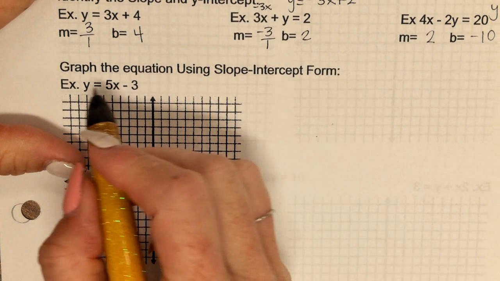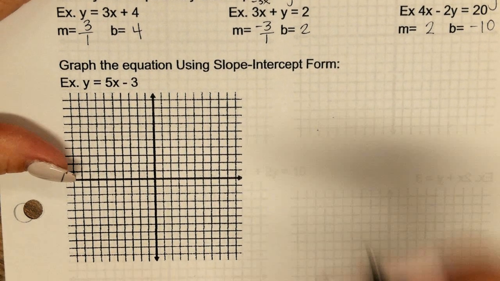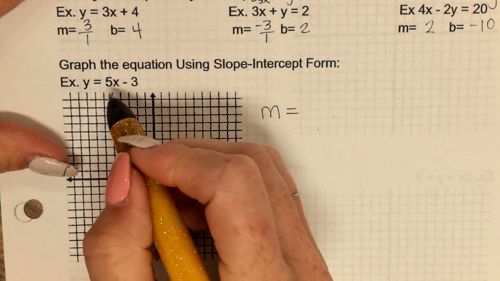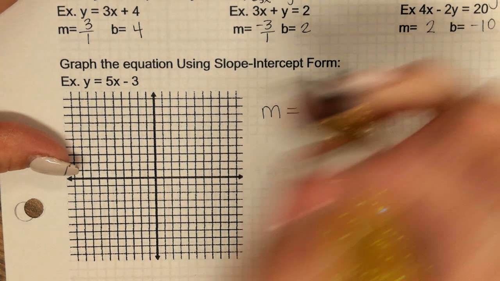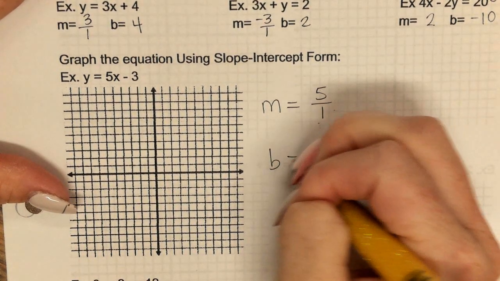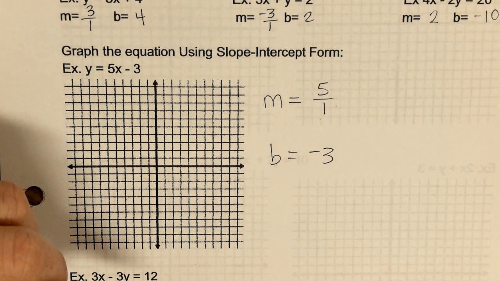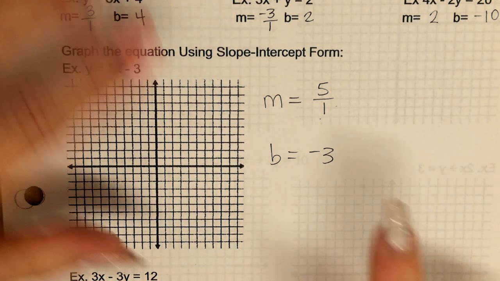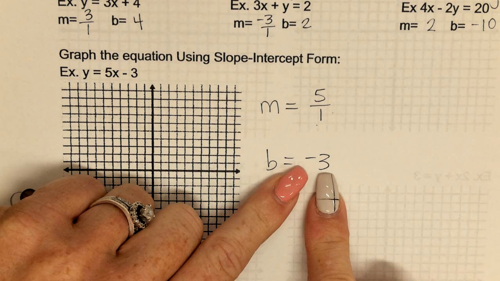Now, could you always go put this in y equals and just make a graph out of a table? Yes, but I'm going to teach you there's an easier way, okay? The first thing you're going to do is identify the slope. What is the slope? 5 over 1. You want a rise and a run. The next thing you're going to do is identify the y-intercept. So the b is negative 3. Now, to graph this, you're going to graph the starting point first. So you're going to go to the y-axis and put a dot at -3.